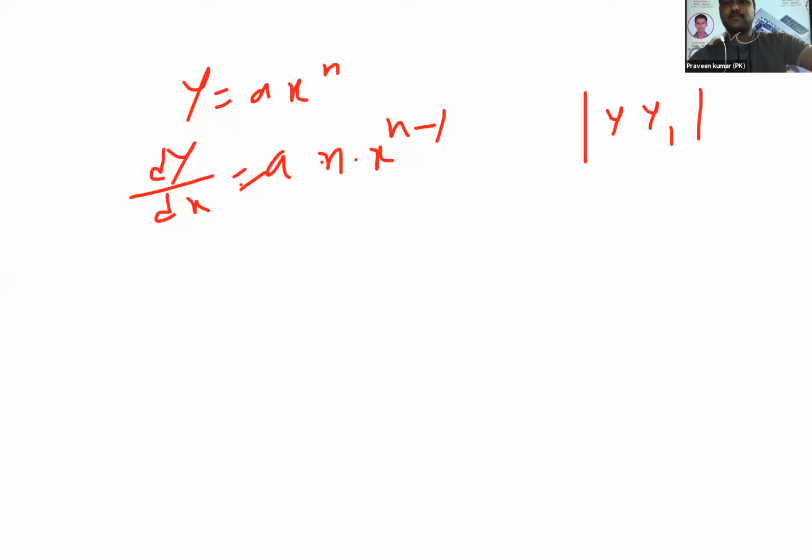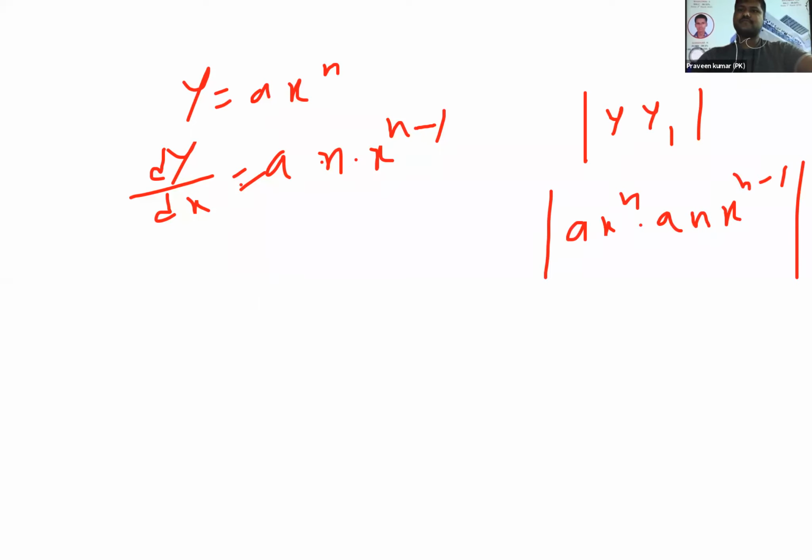Take y1: a x power n into a into n x power n minus 1. Multiply. In place of n, if I substitute 1, what will I get? A square x power 1. We are getting the answer in terms of x. So n equal to 1 is not possible.